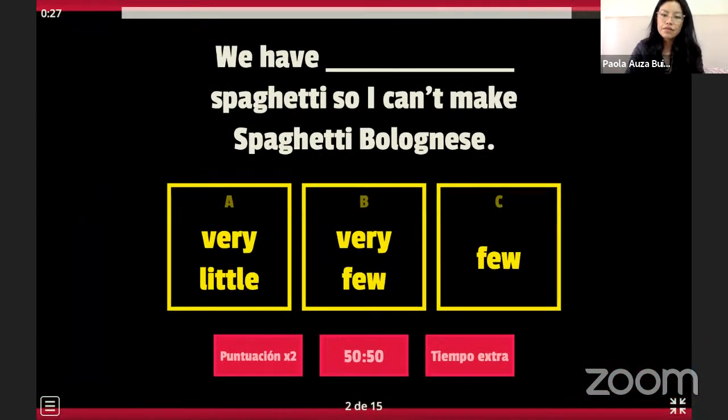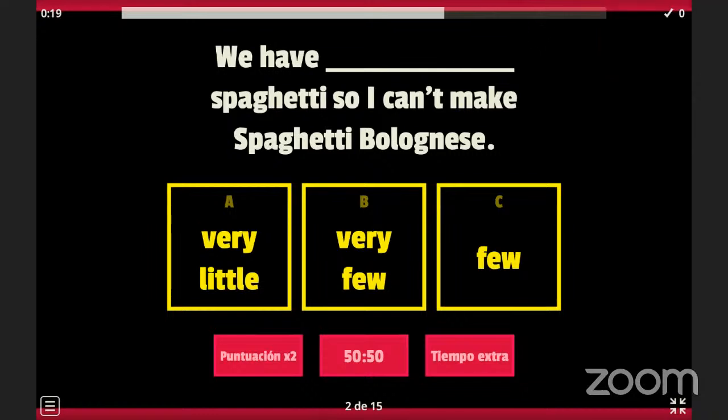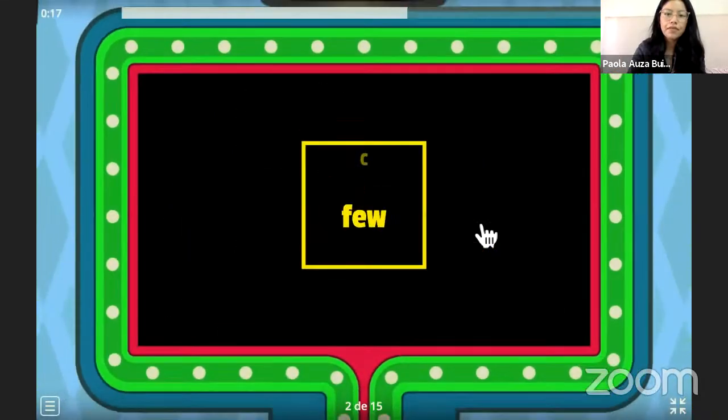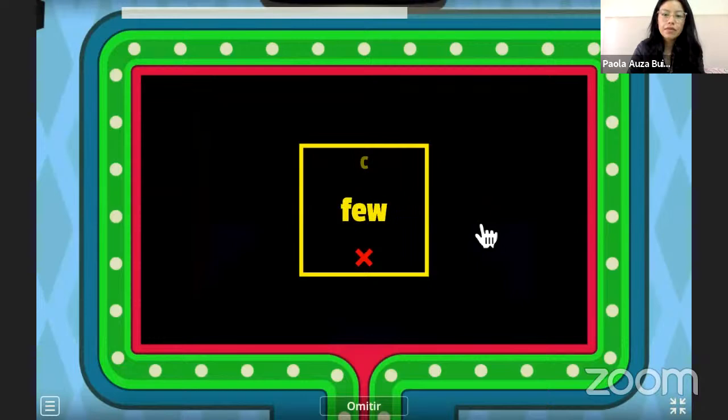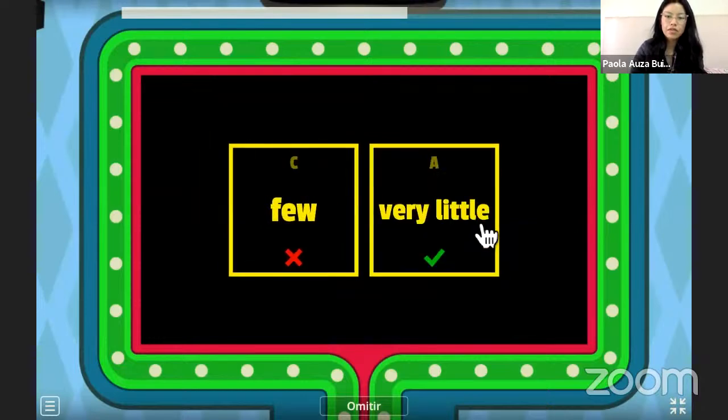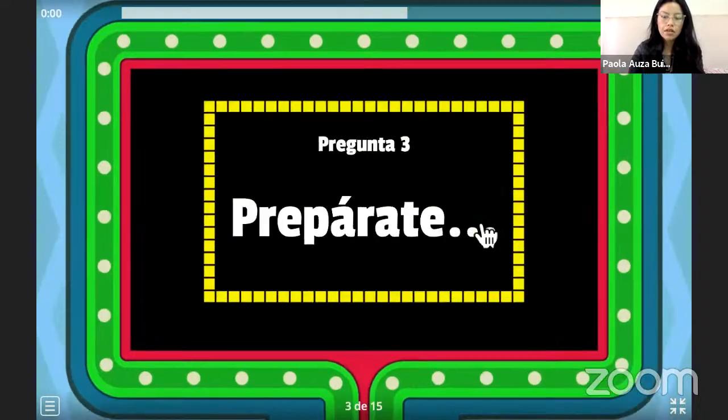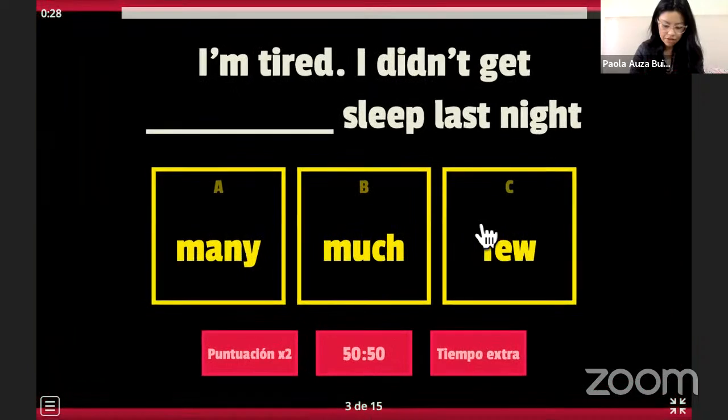Okay, we have the same options. I can't make spaghetti bolognese. We had few spaghetti. All right. No, in this case it was just very little, because little is for non-countable.